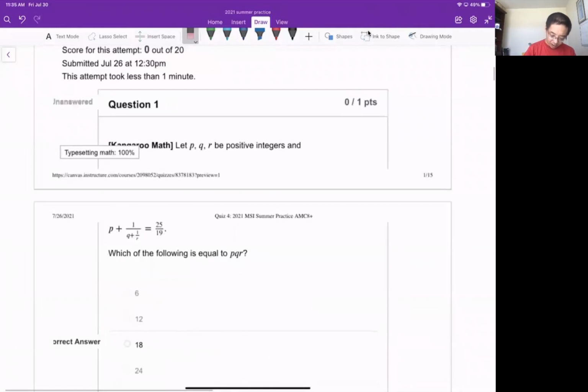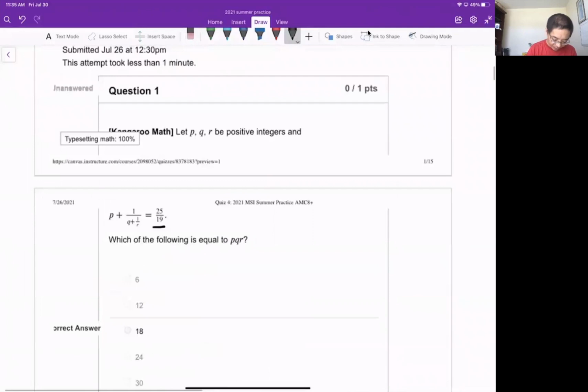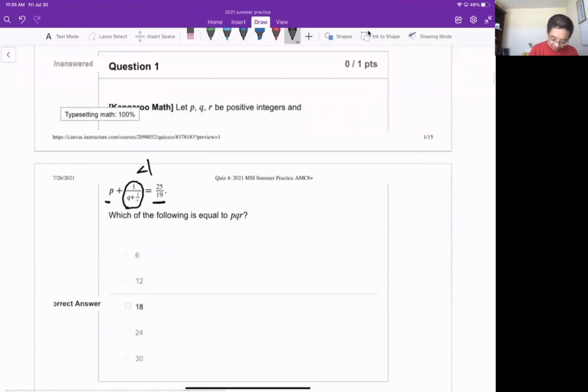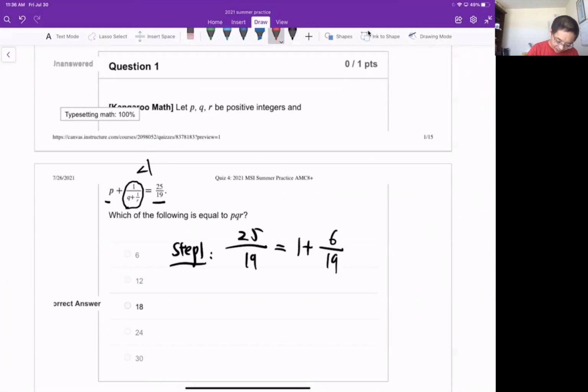Here it says, we need to write the fraction 25/19 in the form of an integer plus a fraction. When you look at the fraction, clearly it is greater than 1. That means as a first step, we just need to write 25/19 as an integer plus a fraction between 0 and 1. Clearly, 25/19 is 1 plus 6/19. This tells us p will simply be 1, and the fraction will be 6/19.